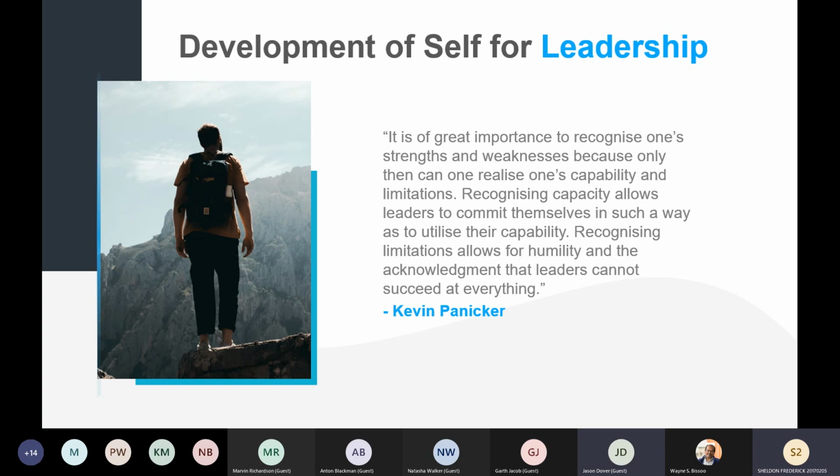So this is a quote from a gentleman by the name of Kevin Paniker, which can be found in the text. It is of great importance to recognize one's strengths and weaknesses because only then can one realize one's capability and limitations. Recognizing capacity allows leaders to commit themselves in such a way as to utilize their capability. Recognizing limitations allows for humility and the acknowledgement that leaders cannot succeed at everything.